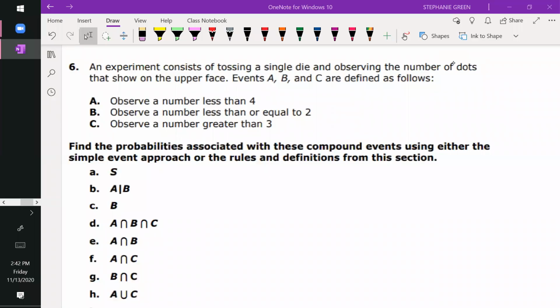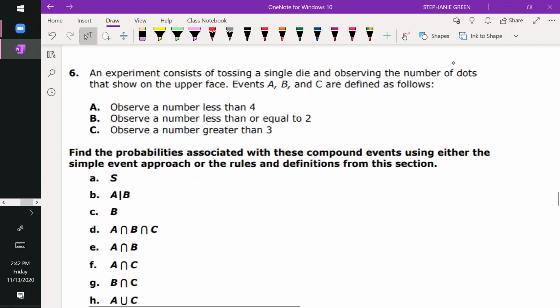All right, next one, make sure you remember you can pause if I go too fast here. So number 6, an experiment consists of tossing a single die and observing the number of dots that show on the upper face. Events A, B, and C are defined as follows. Event A, observe a number less than 4. Event B, observe a number less than or equal to 2. And event C, observe a number greater than 3.